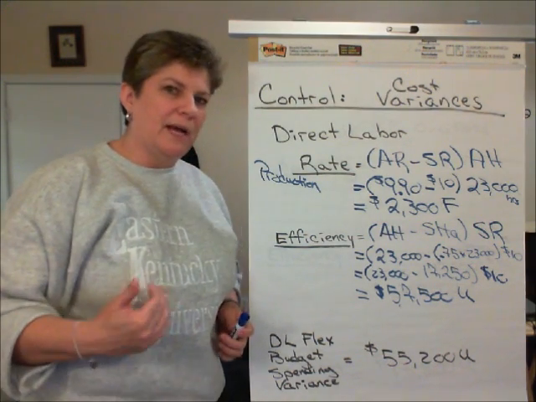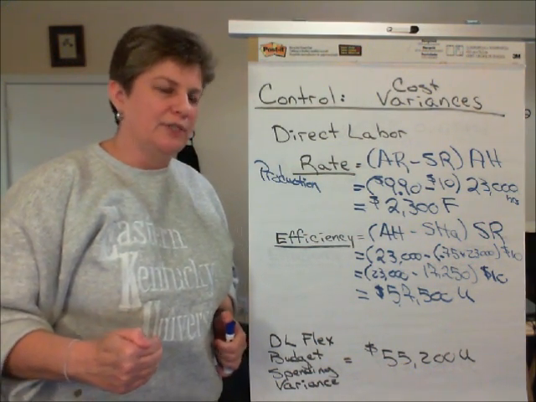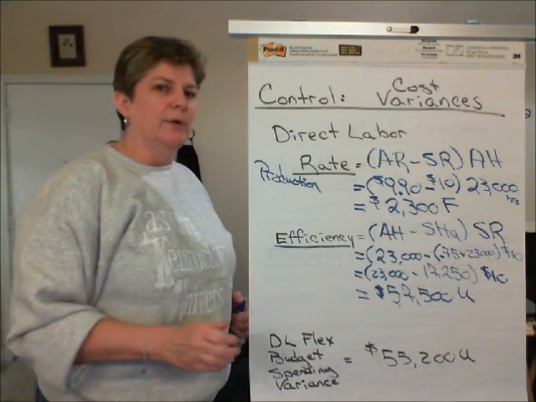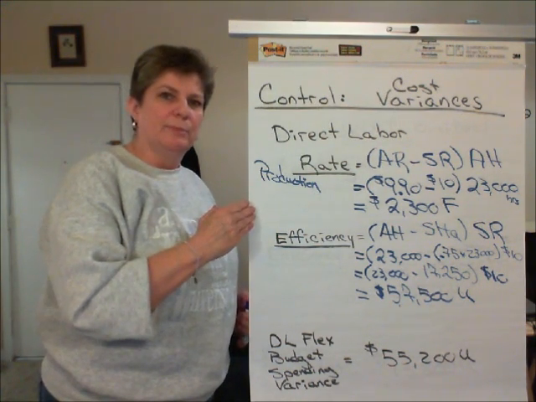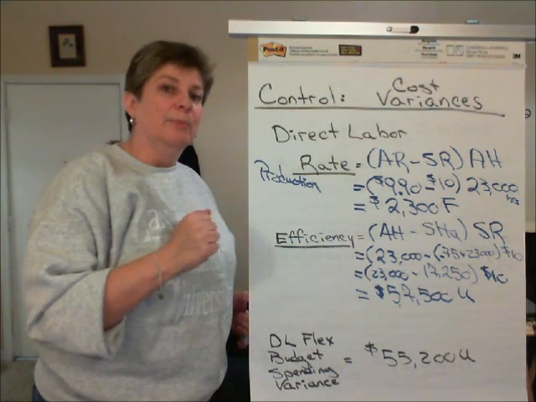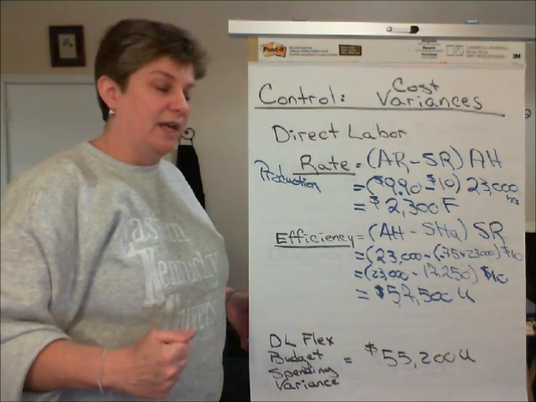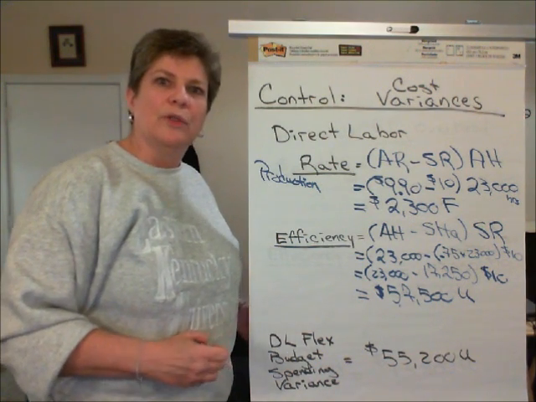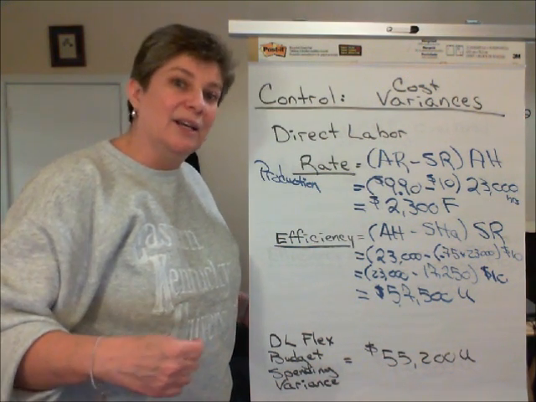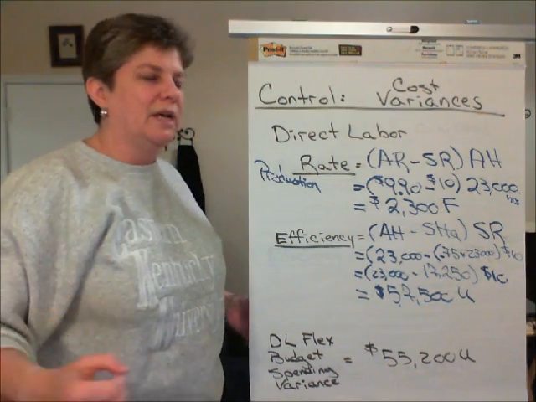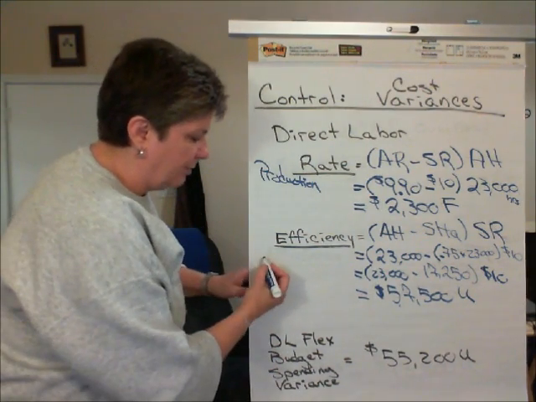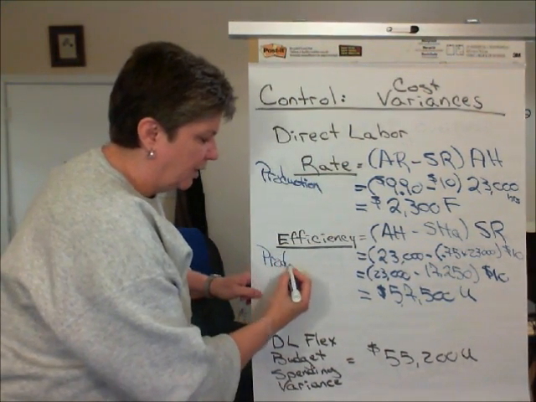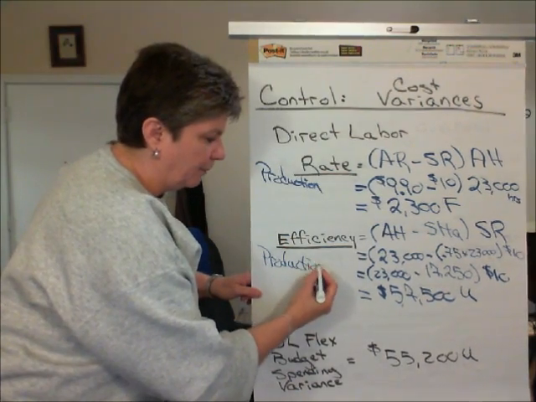So what are some possible causes and who is responsible? Well, as I said earlier, scheduling is the responsibility of production. The production manager is also responsible for supervising the work done and making sure that the work done is completed in a reasonable amount of time. So production is going to be primarily responsible for this one as well.